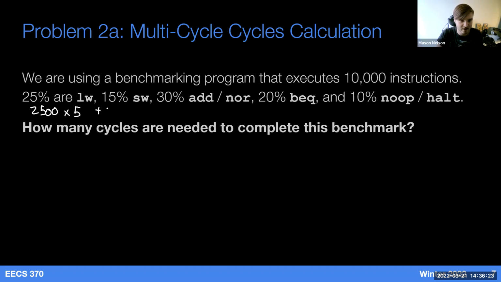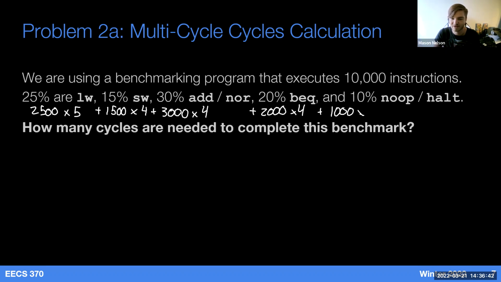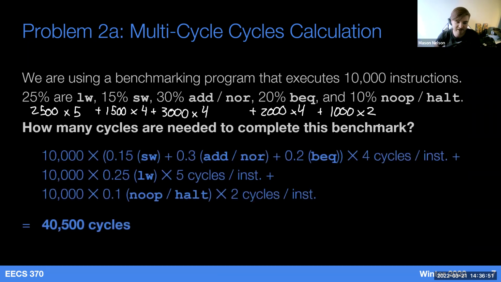And then we'll take our 1,500 SWs times the 4 cycles required for an SW. Then our 3,000 add nors times the 4 cycles needed for that. And then our 2,000 BEQs times the 4 cycles needed for that one. And then finally, our 1,000 no ups and halts. Those only take 2 cycles. And if we multiply that out, I'm actually not going to do the math by hand since I did it before. It comes out to 40,500 cycles.